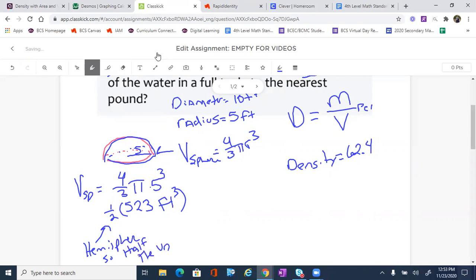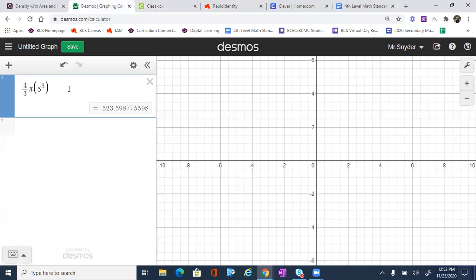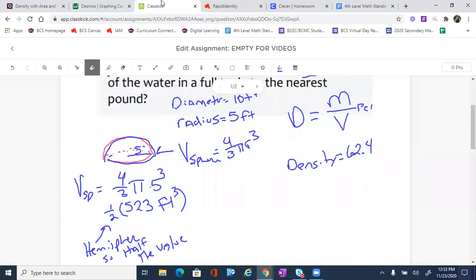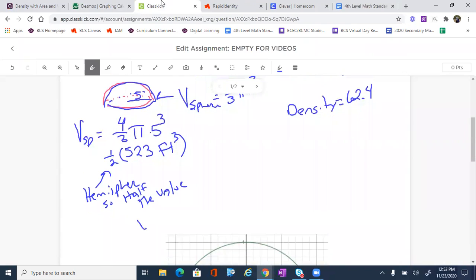Let's go to Desmos and cut this in half. It is going to give us 261.79. Let's go with 261.8. So the volume is 261.8 cubic feet.